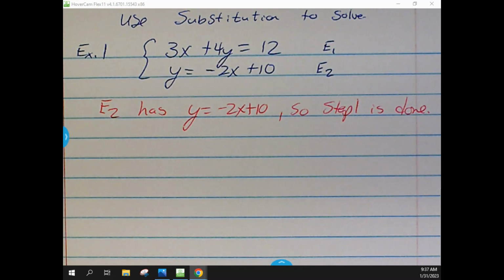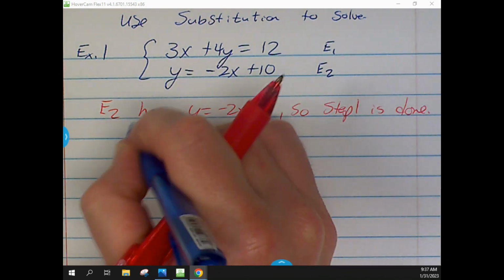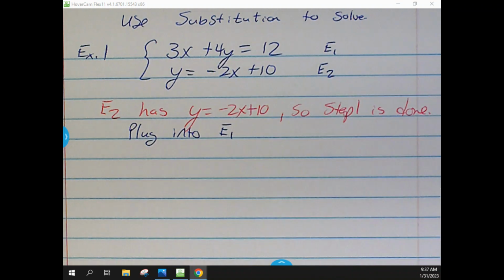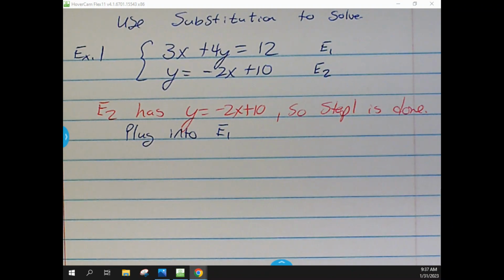So you don't have to do that first step. You've got y equals negative 2x plus 10. So then we're going to plug this into equation 1, because equation 2 is already done for you, which is step 1. And whatever equation you don't use, you've got to plug that back in there. So here's the thing. Sometimes people get a little bit confused with this one, and I remember doing this before with people, and if you actually just write it out with words, it makes a little bit more sense, and I don't know why.